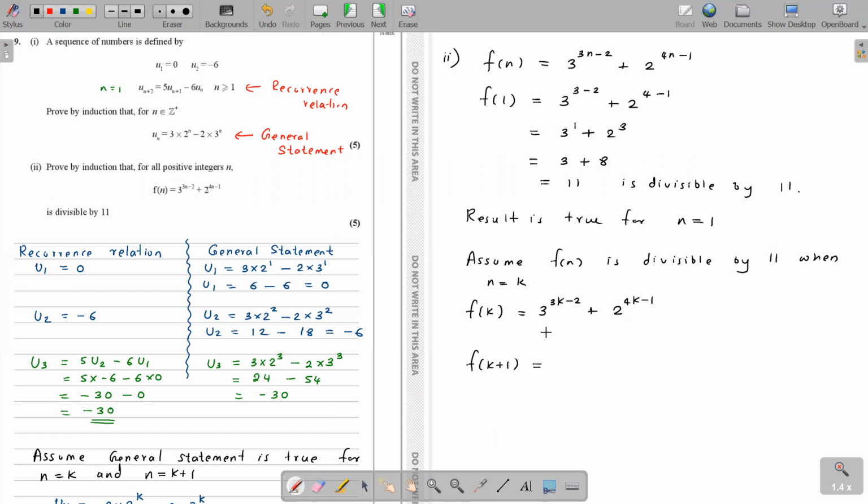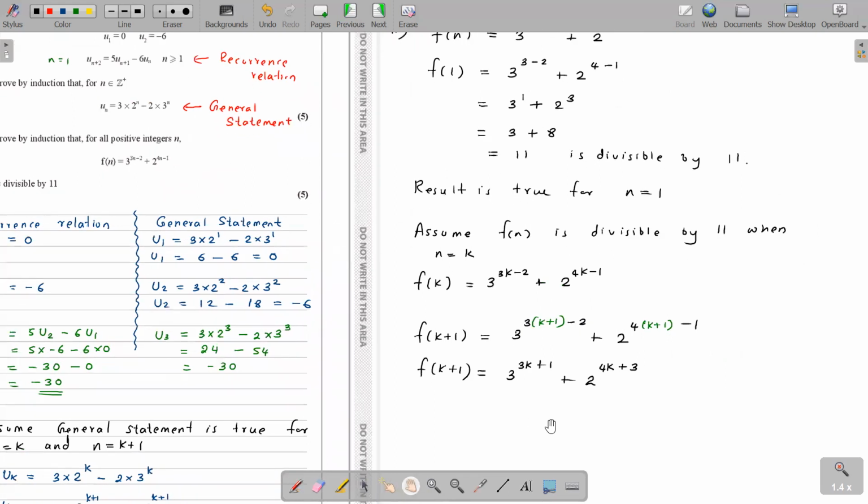Do you get me? So what is fk plus 1? 3 to the power 3 times, replace the n with k plus 1, minus 2, plus 2 to the power 4 times k plus 1, minus 1. So I get here f of k plus 1 is 3 to the power 3k plus 3 minus 2, which is plus 1, plus 2 to the power 4k plus 4 minus 1, which is plus 3. So this is f of k plus 1. Do you think I have any way of taking 11 outside of this? Doesn't look like we can, right?